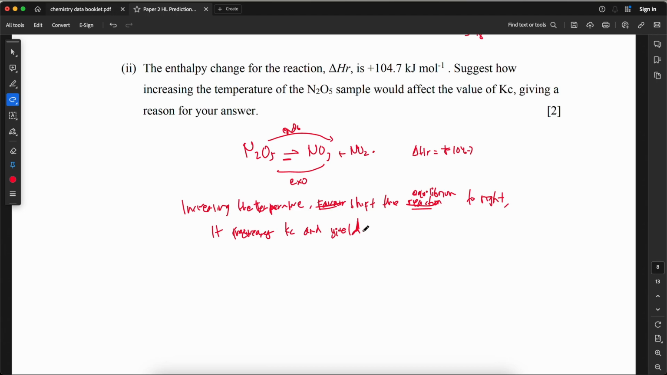Okay, because, let me add, because the reaction favored endothermic.